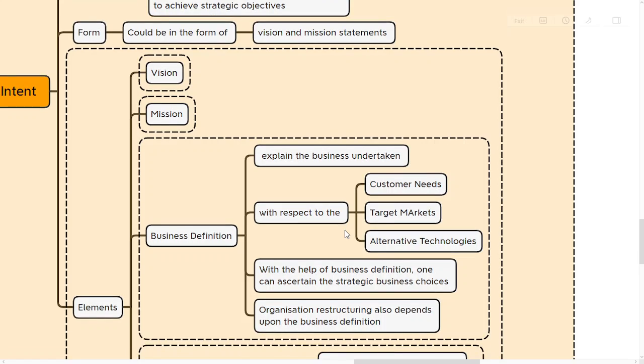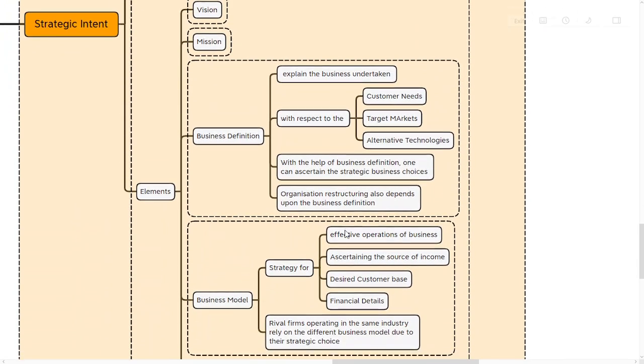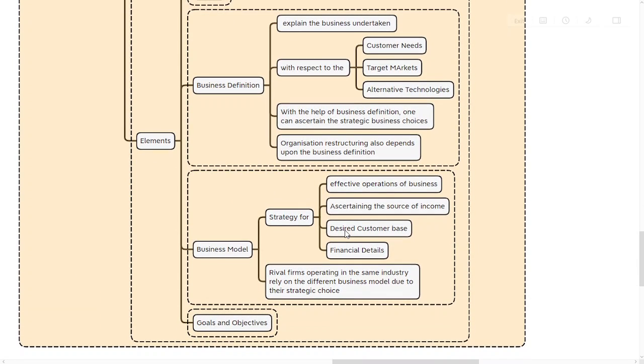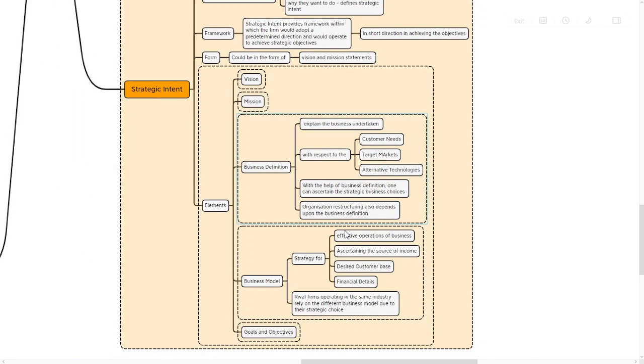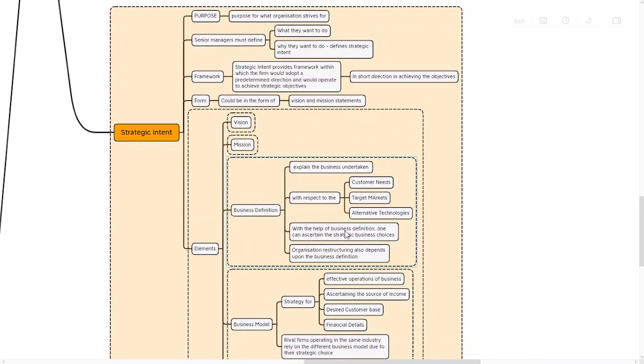Sure. What are our main elements? Vision, mission, business definition, business model, and goals and objectives. Five things: vision, mission, business definition, business model, and goals and objectives. Vision, mission, goals and objectives we will see later.